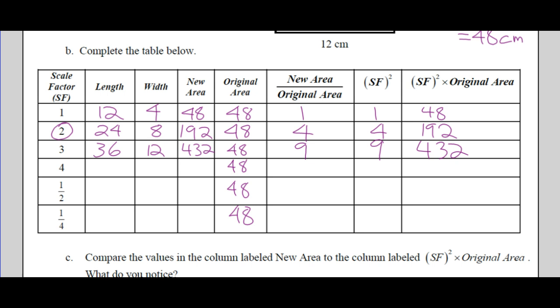Scale factor of 4. 12 becomes 48, and 4 becomes 16. The new area is 48 times 16, which is 768. 768 divided by 48 is 16. So its area is 16 times larger. What happens when I square the scale factor? I get 16. Is it a coincidence that these numbers are the same? And what's 16 times the original area?